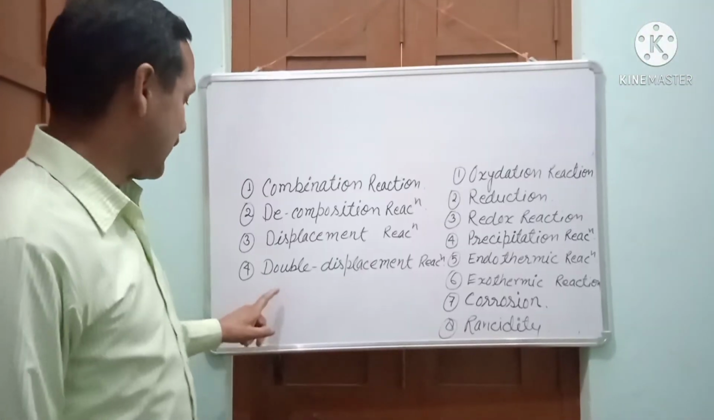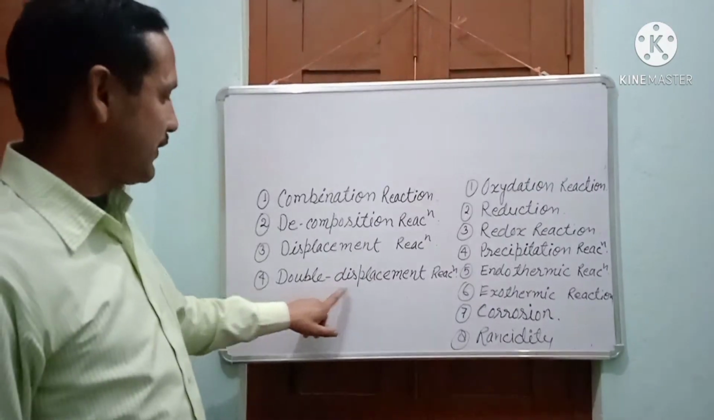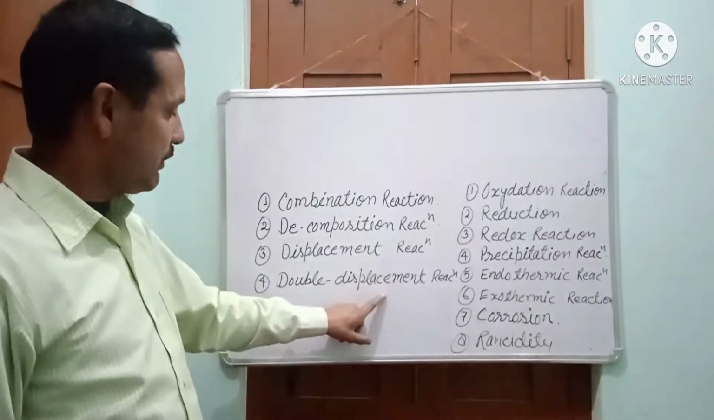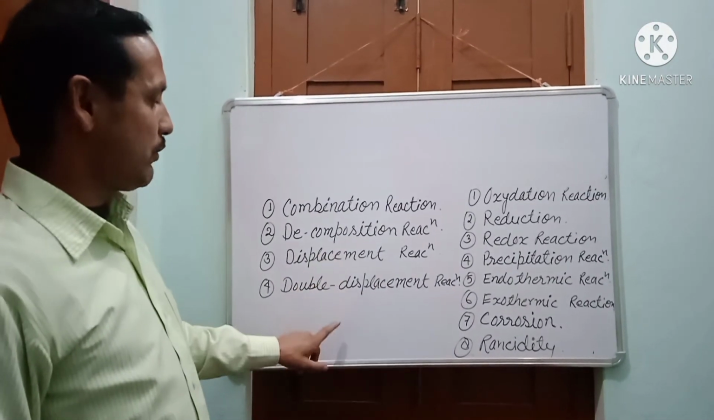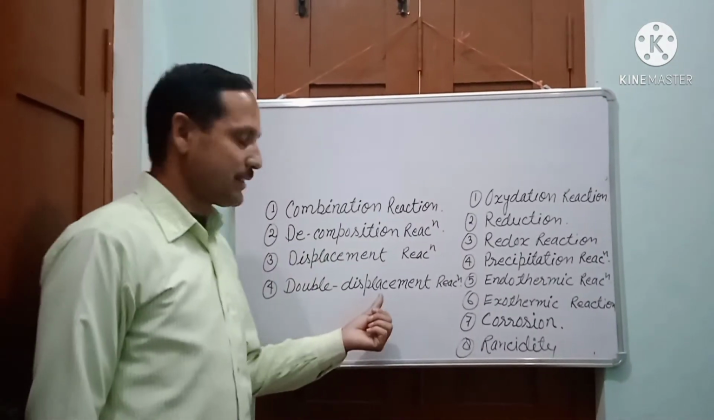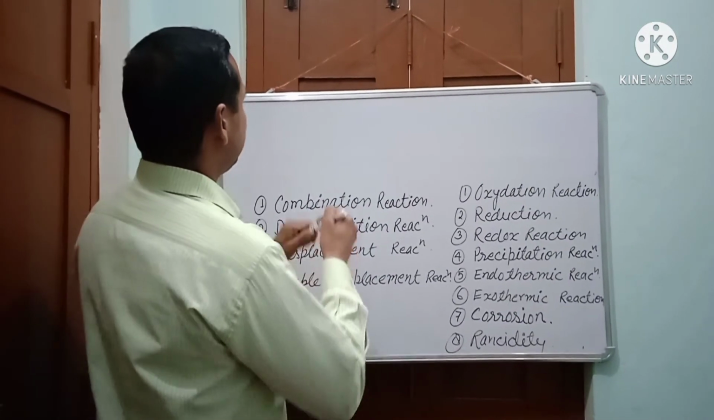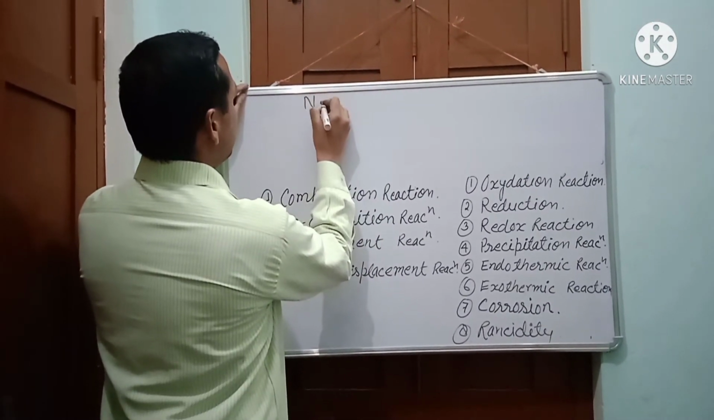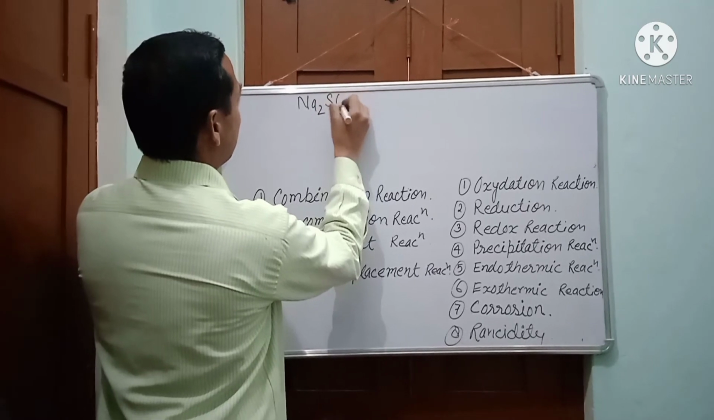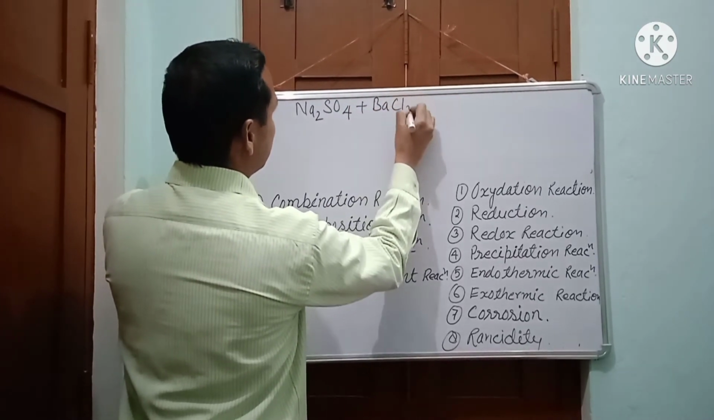Now our fourth type of chemical reaction is double displacement reaction. It is a different type of chemical reaction in which there is an exchange of ions between the reactants. To understand this chemical reaction, let's have an example. Na2SO4 plus BaCl2. What happens? Let's see.